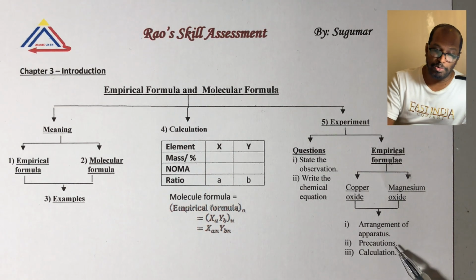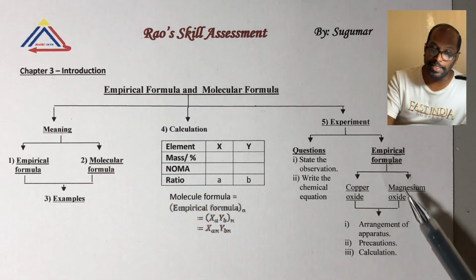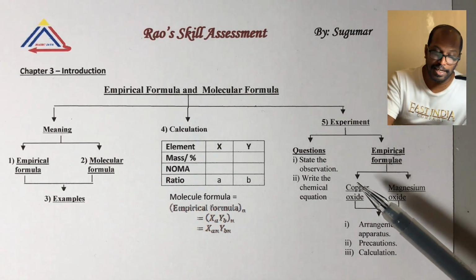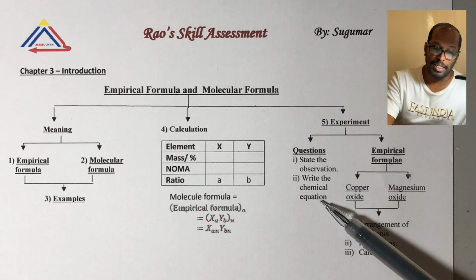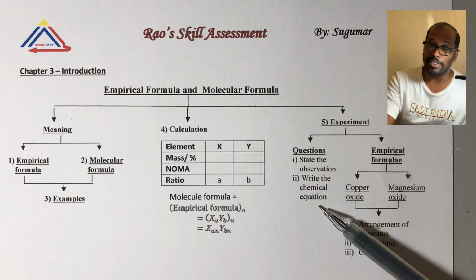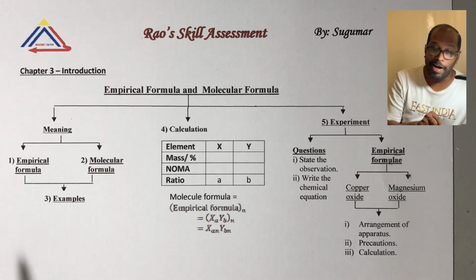While we are learning these 2 experiments, we should know how to arrange the apparatus, the precautions that we need to carry out in the experiment, and also how we can calculate. Besides that, we also need to understand the observations and also the writing of the chemical equation. So altogether there are 5 points.